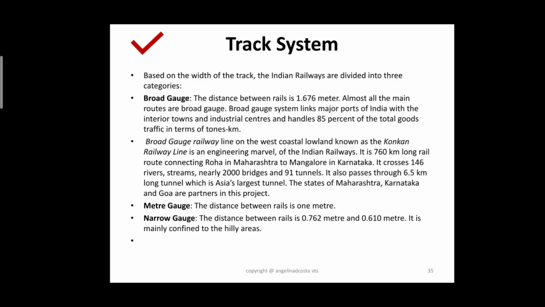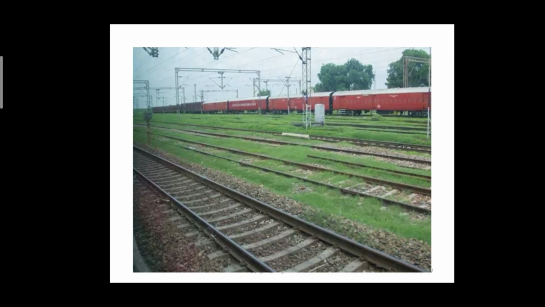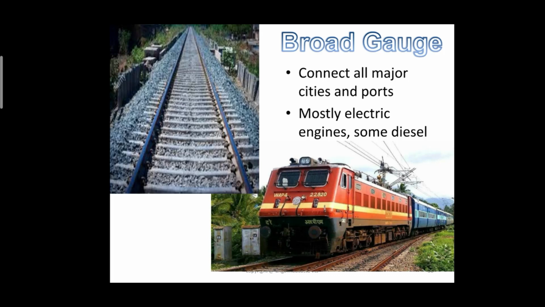Narrow gauge connects places in hilly regions, thermal and diesel engines. As you can see, the tracks are very narrow. When we take a look at the distribution of railway network in India, the railway network is mostly dense in the Indo-Gangetic plain. It is somewhat medium in the plateau region and quite scarce in hilly and desert areas.